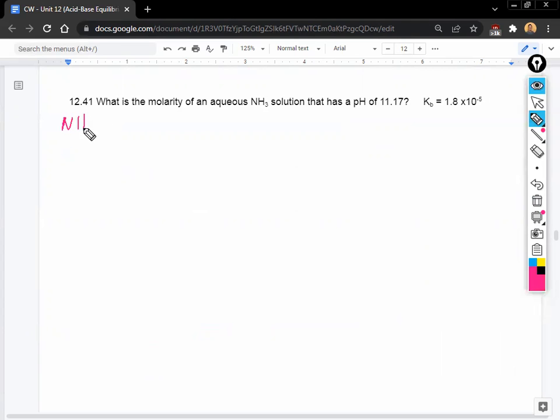We have NH3, and we said NH3 is a weak base. So when it reacts with water, it's going to leach a hydrogen from the water. So it's going to turn into NH4 plus, and then it's going to produce OH minus. So that's the equation. Using that equation, I want you guys to figure out the molarity of the NH3 solution, if the pH becomes 11.17.